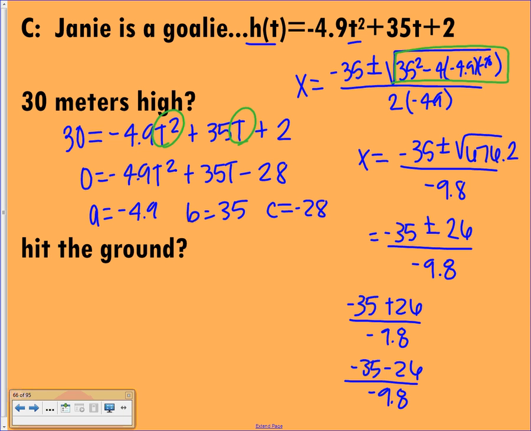Okay, lots of negatives. Use your calculator. Just be very meticulous here. Okay, pay attention to detail. The first one you should get 0.918, and the second one you should get 6.22.